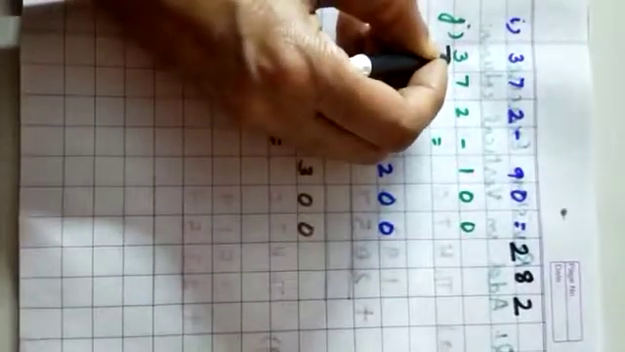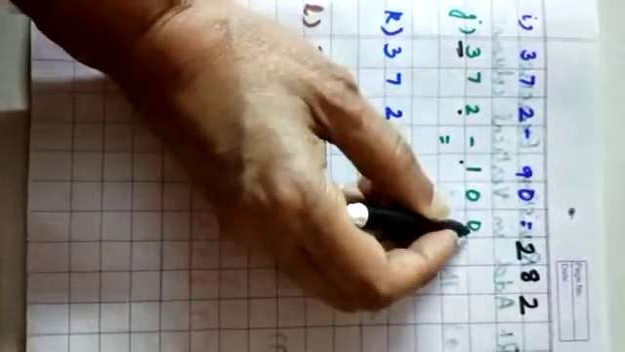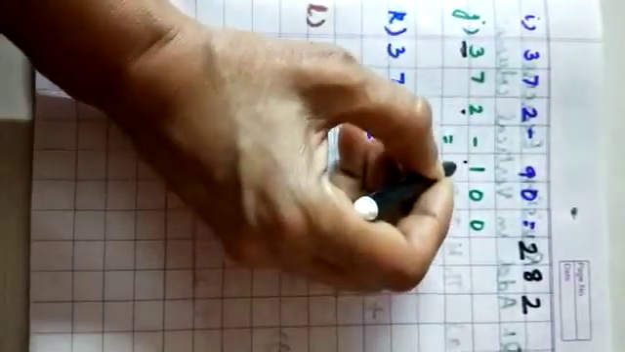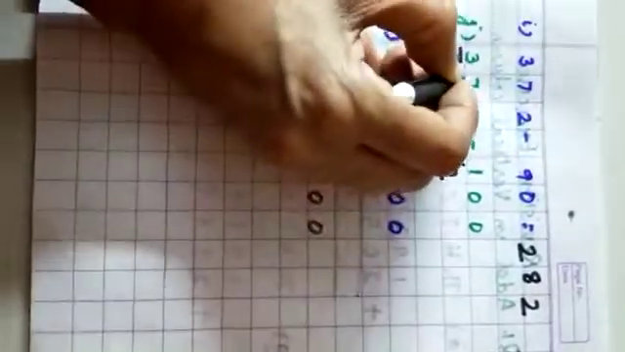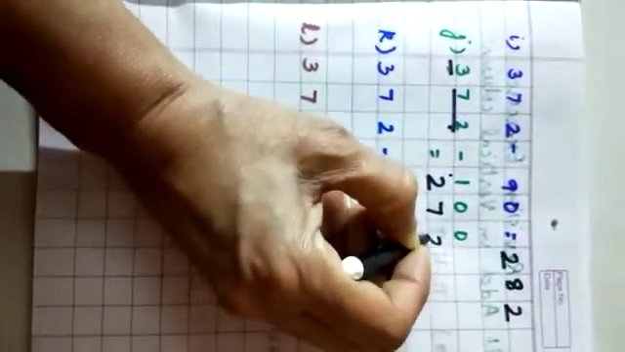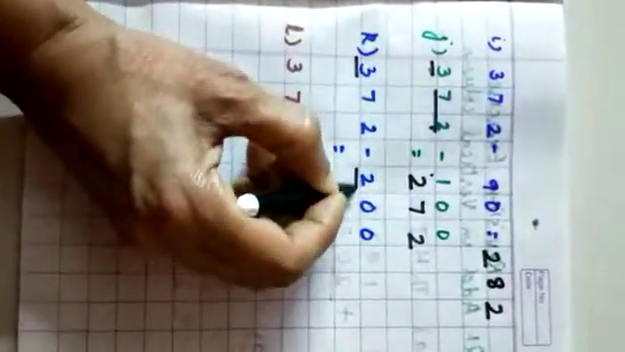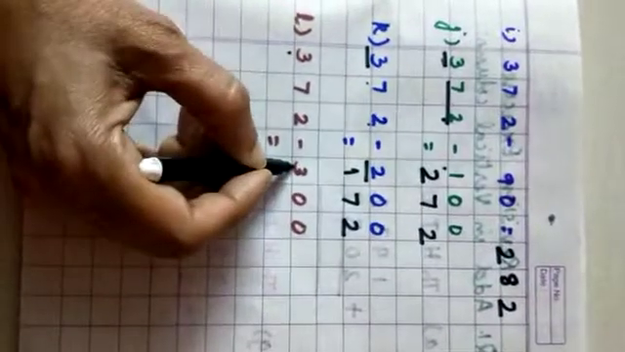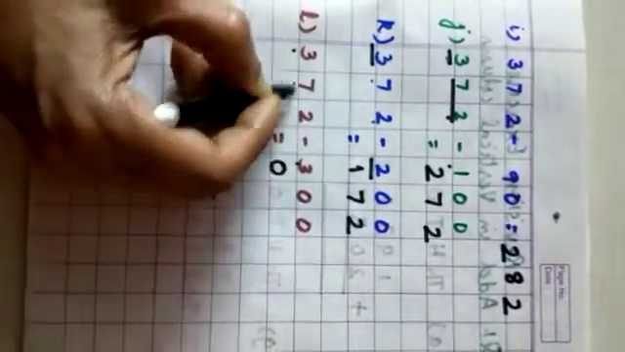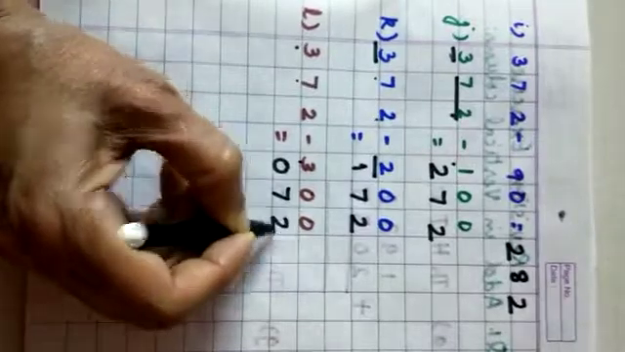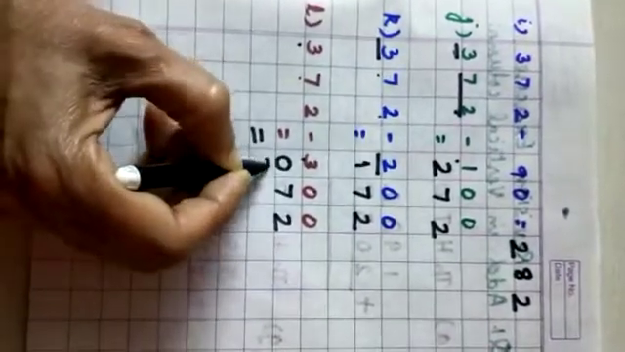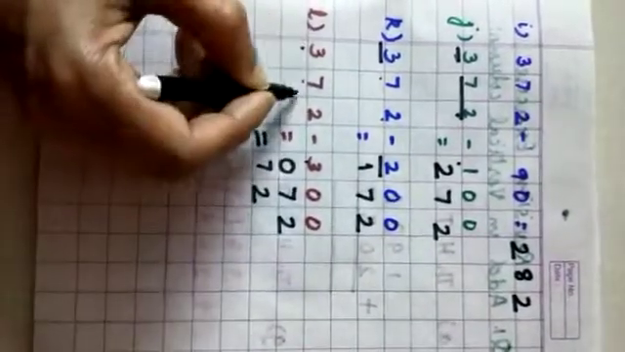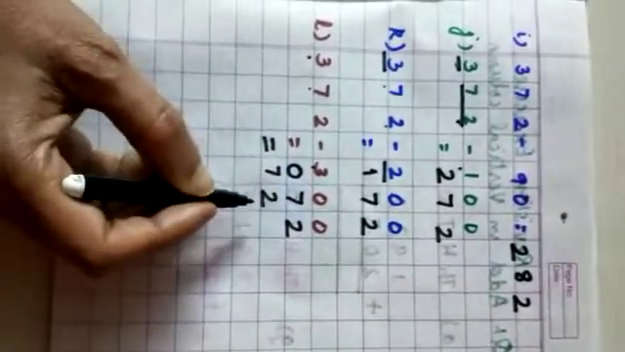Now this is 300 and this is minus 100. 372 minus 100 is 3 minus 1 is 2, and this 72 will come as it is. 300 minus 200 is 100. This 72 will come as it is. 300 minus 300, this will be 0, and 72 will come as it is. This will be read as 72. 372 minus 300 is 72.